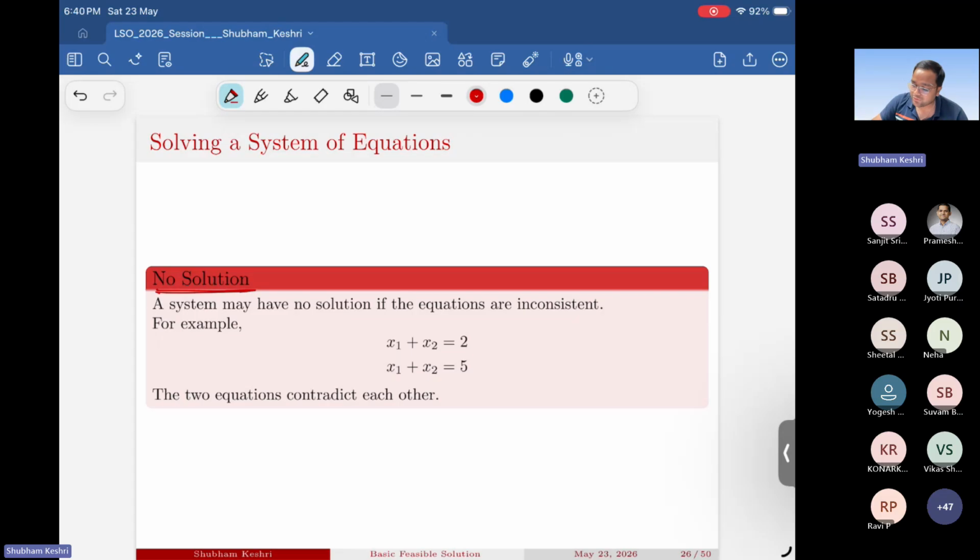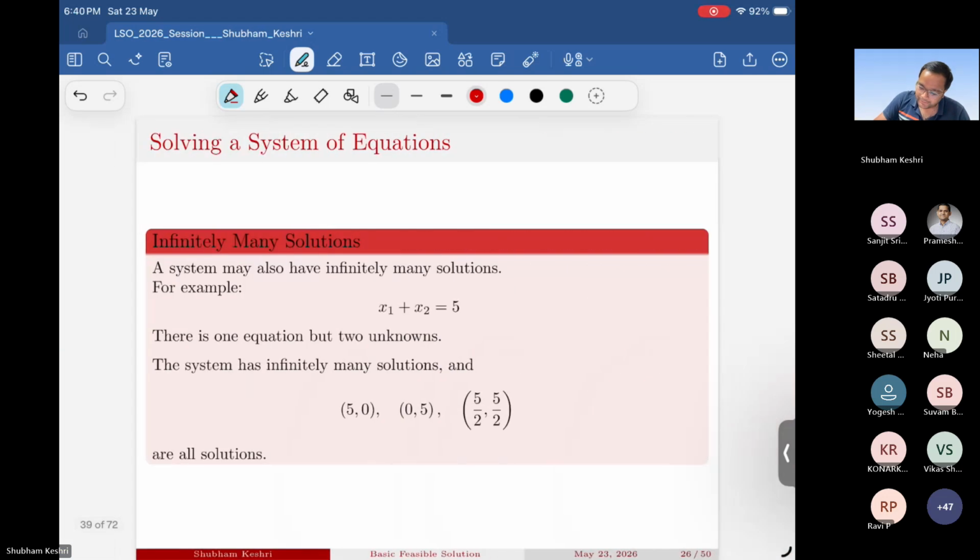How will that happen? Suppose you have two parallel lines. In that case, they will never intersect and you'll have no solution. Suppose you have three constraints or three equations here, and two constraints intersect, but the third constraint intersects at some other point. So you will not be able to solve and obtain a solution. In that case, your system of equations has no solution.